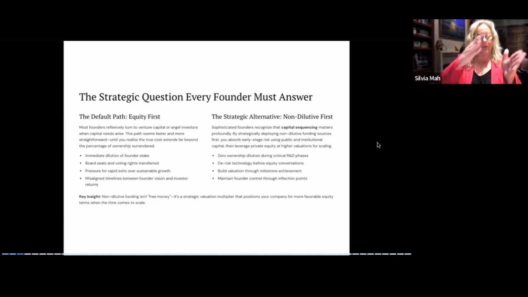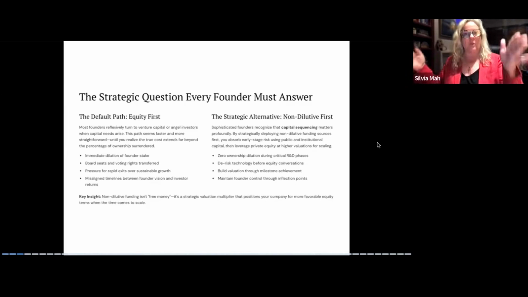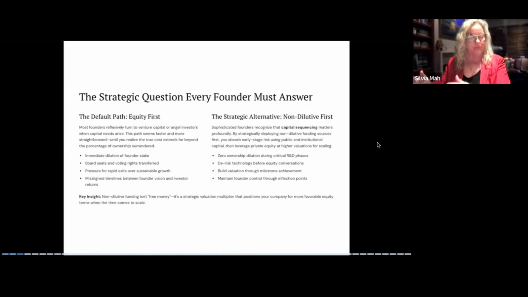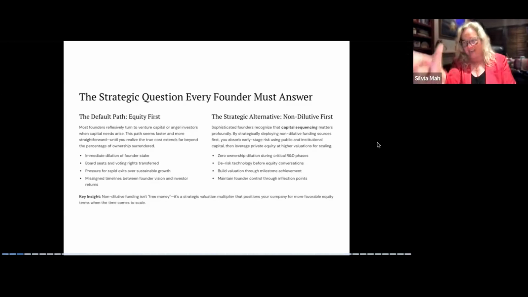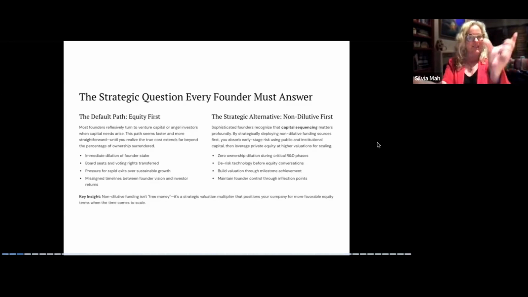And also, when you're looking at the sequence of going from non-dilutive to dilutive, those angel investors and VCs are going to say, have you actually considered any non-dilutive funding that actually pays for the R&D so that they are only paying for scalability? They're only paying for that next level piece because that R&D costs a lot of money.